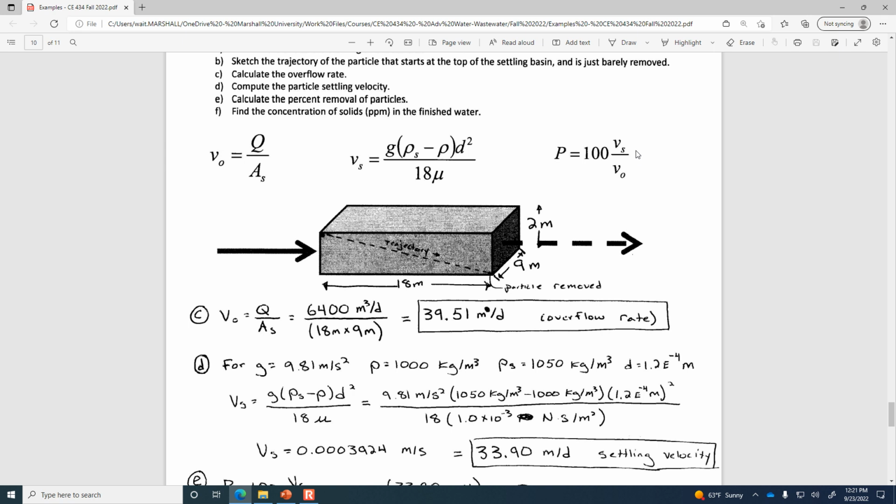Okay, so part E is to calculate the percent removal. And then if you're removing a certain percent, part F is asking how much remains. So think about the difference between removal and remaining. Use that percent removal to find out how many parts per million is going to be in the effluent still.